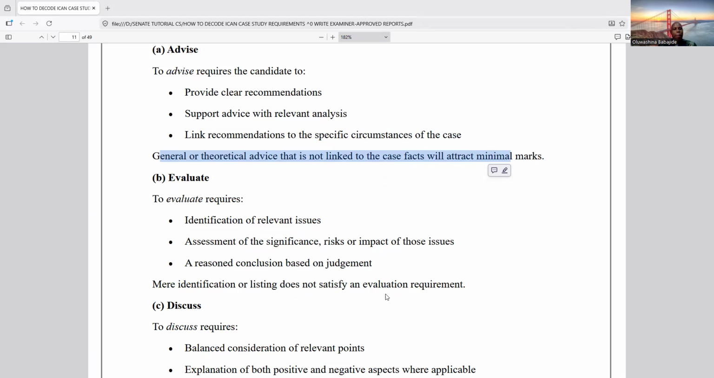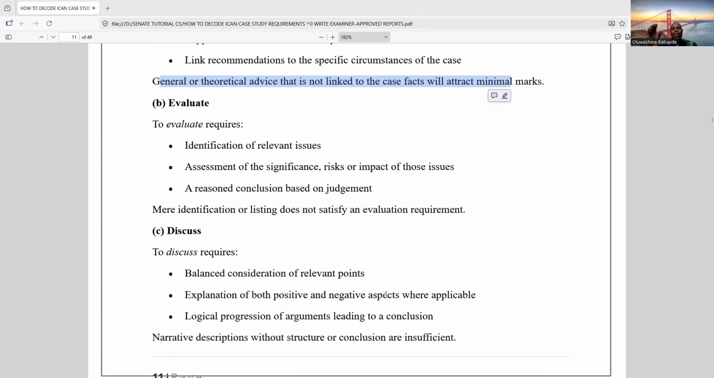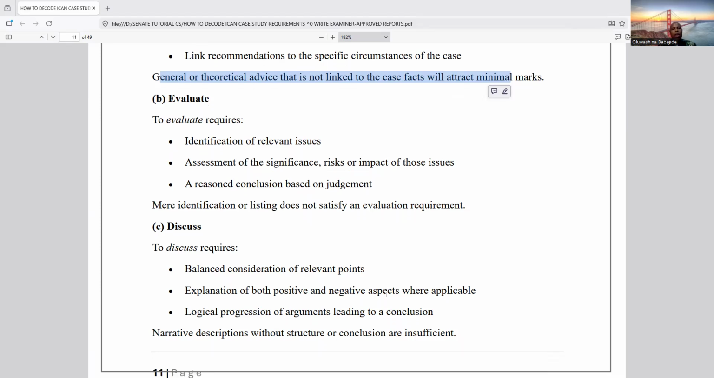Do you understand? Mere identification or listing does not satisfy any evaluation requirement. Some students will just identify and run away. No, it doesn't work like that. You will tell them what happened to that thing, what the causes of that thing are, what the impact of that thing is, then what the likely suggestion you can give is. That is all about evaluation.